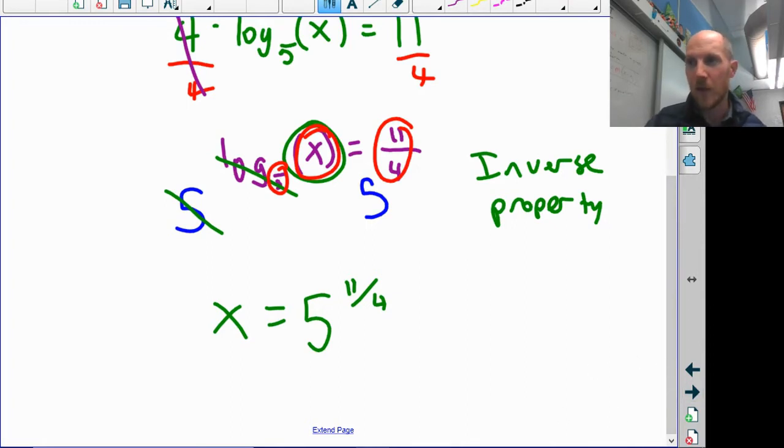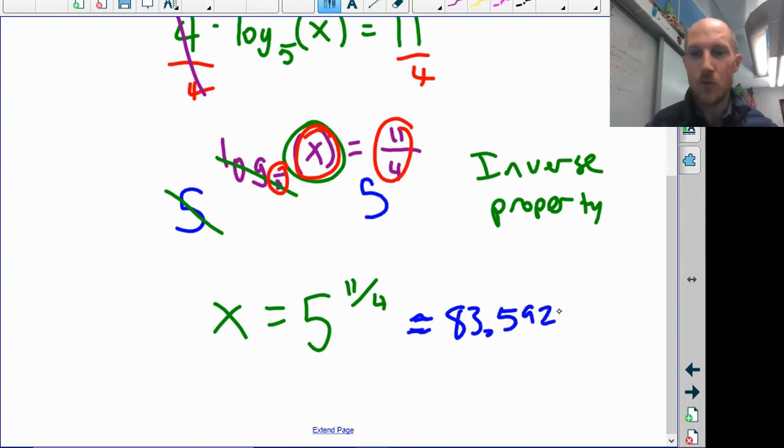I'm going to try to find my calculator so that I can actually find out what 5 to the power of 11/4 is. I cannot do that in my head. 5 raised to the power of 11/4. So we're going to have final answer right here is approximately equal to 83. I'm going to go to 4 decimal places. 5925.